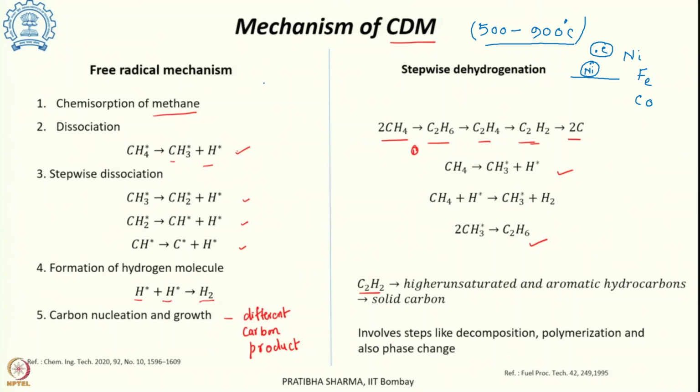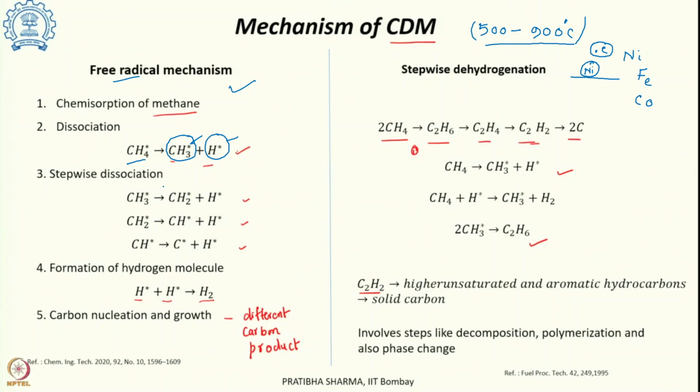Here, I think you know the reaction mechanism. This is very simple. There are two types of reaction mechanism. One is the free radical mechanism, in which initially the methane will produce CH3 radicals and a single hydrogen radical. Radicals are always written with a star.